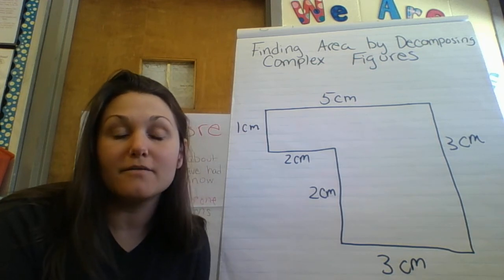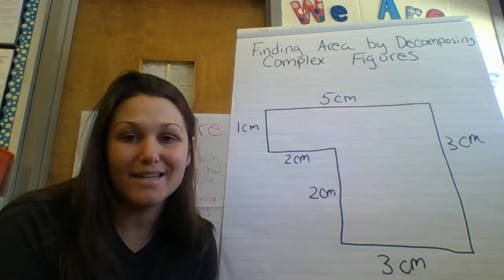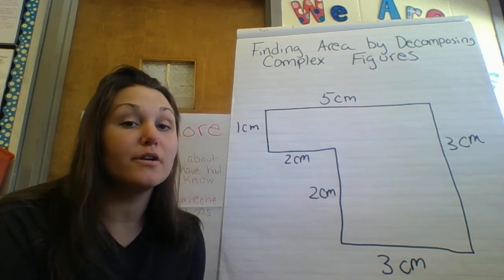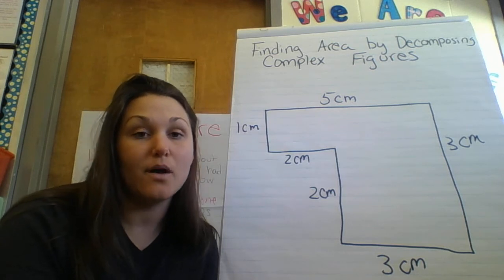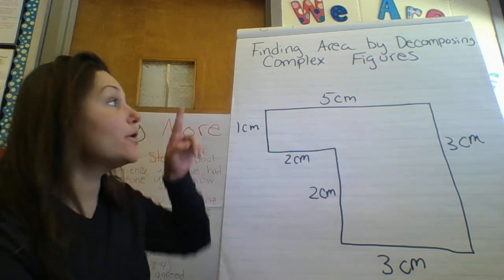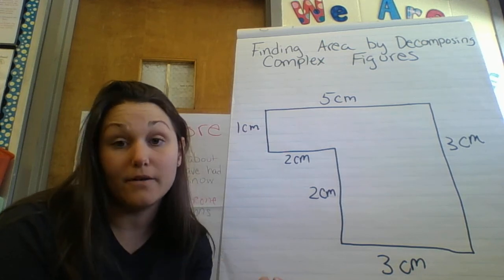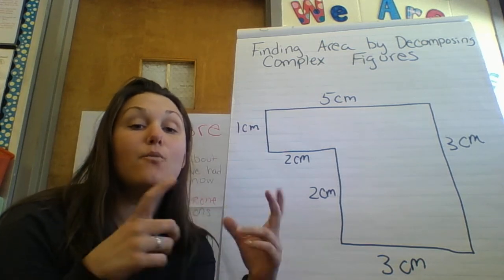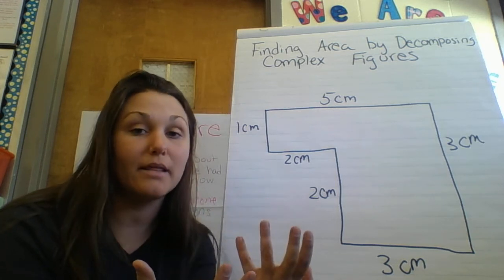We've already been working on finding the area of rectangles and squares, where all we need to do is multiply the length times the width. But there are going to be times where we have a complex figure like this where we can't just multiply length times width. So we're going to talk about how we can decompose that figure to make it into smaller regular figures. Instead of having one complex one, we can actually break it up into smaller rectangles and squares, and that way we can just multiply length times width.